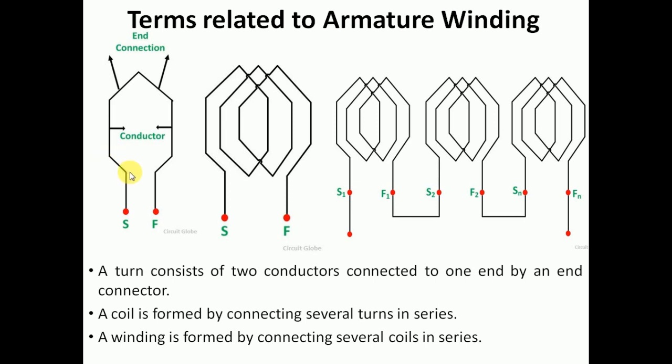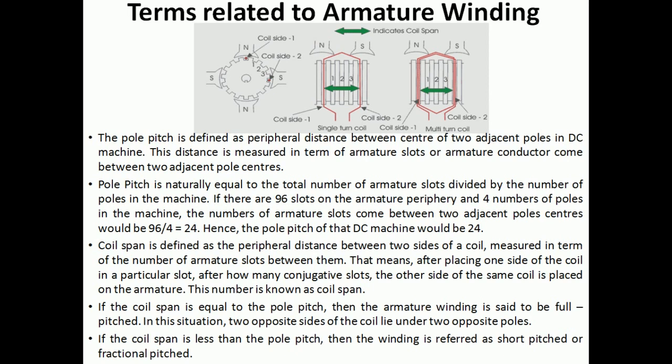If you look into this diagram, the first image indicates a turn, the second one indicates a coil, and the third one indicates a winding. So a turn is formed by two conductors which are connected by using the end connectors. A coil is formed by several turns connected in series. If you look into this diagram, this coil is formed by three turns connected in series. A winding is formed by series connection of numerous coils, as shown in this diagram. This turn can also be indicated as a single turn coil.